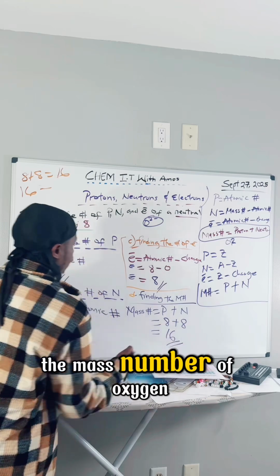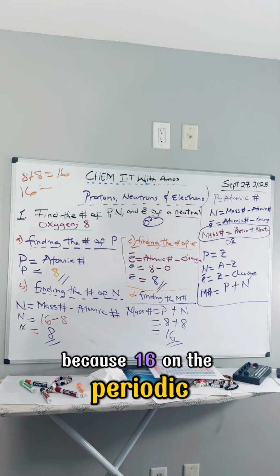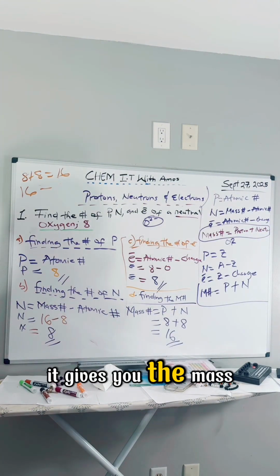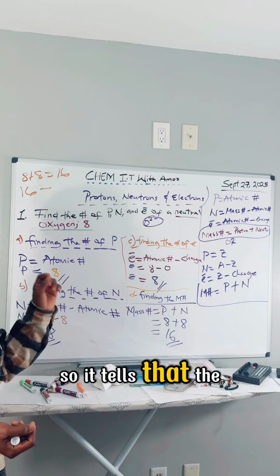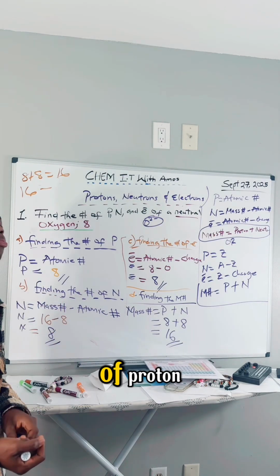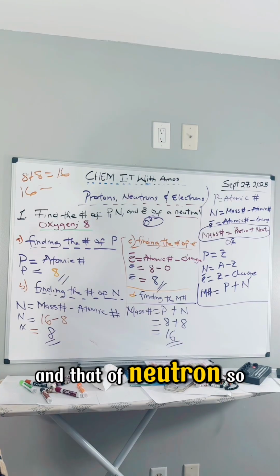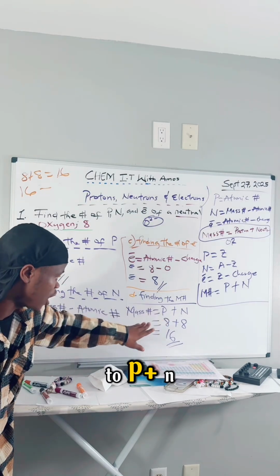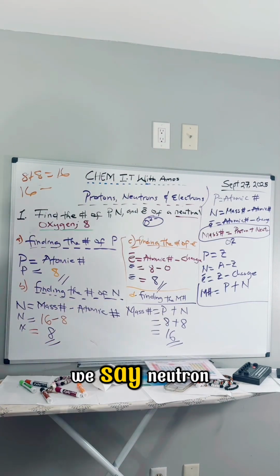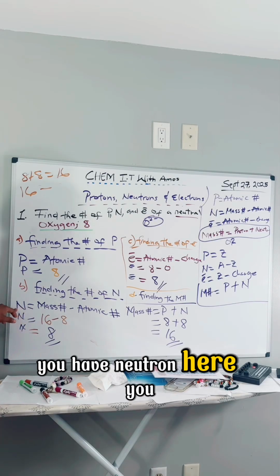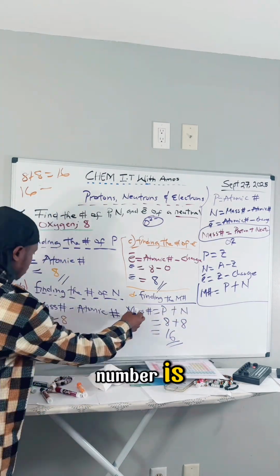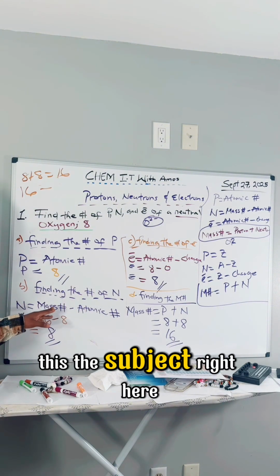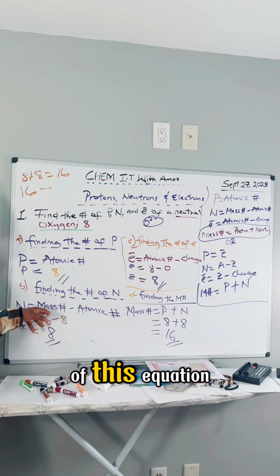So it was how the mass number of oxygen becomes 16 on the periodic table, because if you add the proton and the neutron, it gives you the mass number. So it tells that the mass number is made up of proton and that of neutron. So you can look at this perspective right here. This mass number is equal to P plus N. You have neutron here, you have mass number here, you have proton here also as the atomic number. So it's just like you making this the subject of this equation.